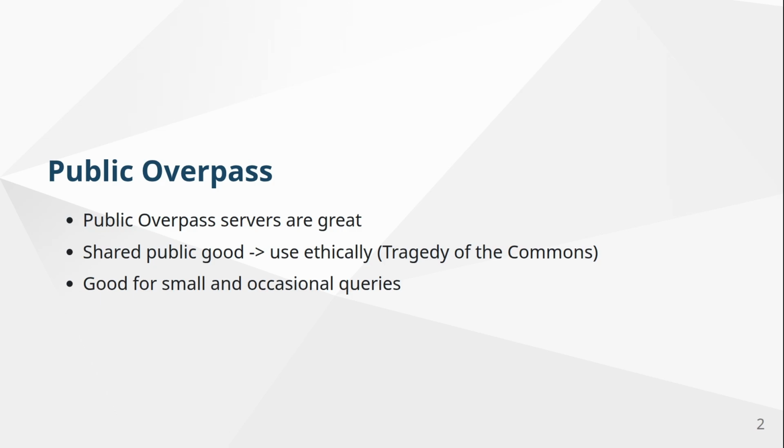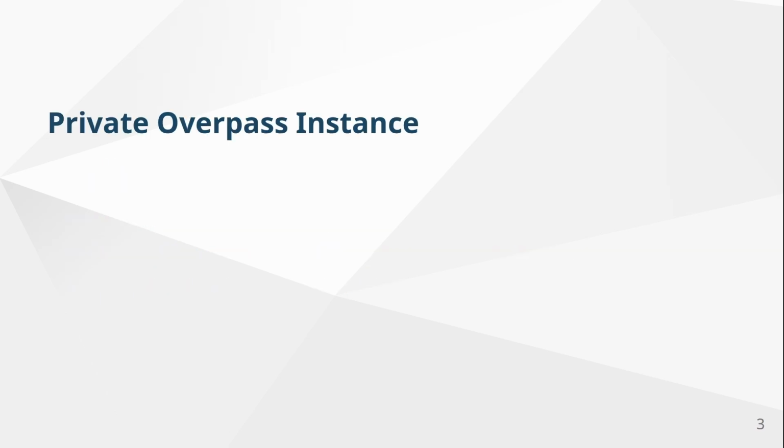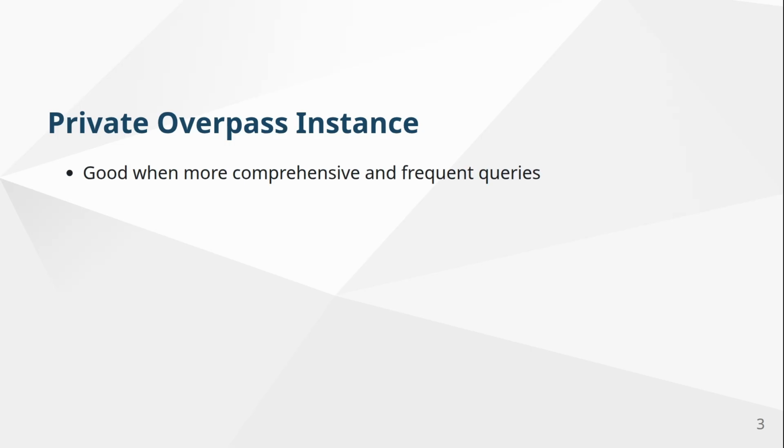And now if you have the use case where you want to use it on big data and a lot of data, or you want to query OpenStreetMap data frequently, you might want to consider using a private Overpass instance. That is good when you have more comprehensive and frequent queries, like you want to query a bigger region, or you want to query regularly, like every day you will need to do some analytics, and then you can install an Overpass instance on your local network.